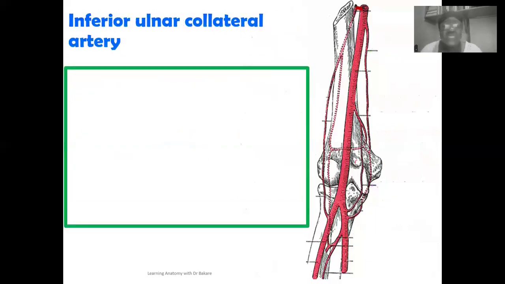But now we should understand how these names are drafted and the basis behind them. This inferior ulnar collateral artery is seen to emerge medially, just as the superior ulnar collateral artery does. The only difference here is that this is inferiorly located. So it is seen to emerge about 5 centimeters proximal to the elbow joint.